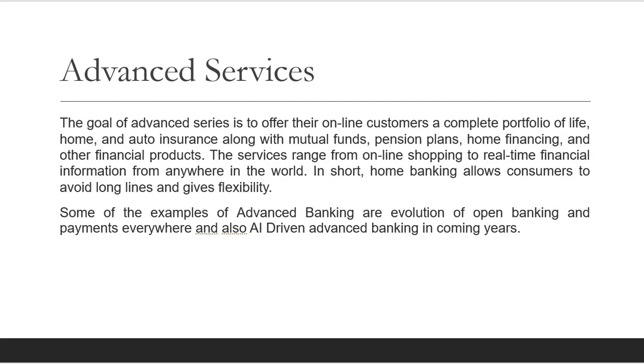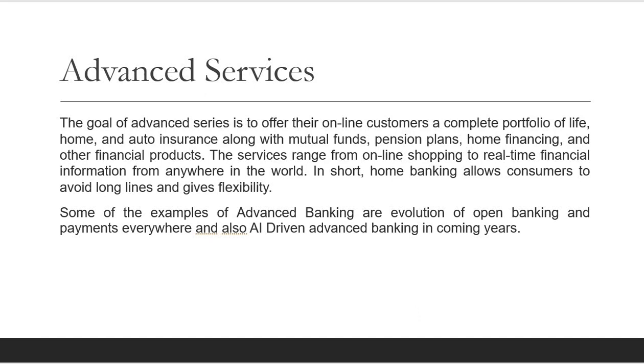Next is advanced services. The goal of advanced services is to offer online customers a complete portfolio of life, home and auto insurance, along with mutual funds, pension plans, home financing, and other financial products. Insurance and everything is provided to you; that comes under advanced services. The services range from online shopping to real-time financial information from anywhere in the world. In short, home banking allows consumers to avoid long lines and gives flexibility. In the older days, if you wanted to take up an insurance policy, you had to go in search of the correct bank with the correct policy, a long process. Nowadays you can just scroll through the details, and with one click, everything is possible. So these are some of the advanced services.